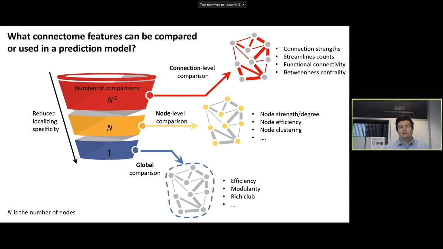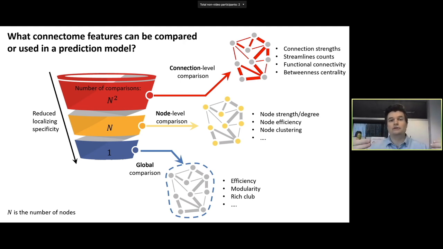So what are the different attributes that we can compare between connectomes? The simplest is we can do a global comparison. So each individual is characterized by one value, one summary value that characterizes their connectome. This can be a summary value such as efficiency, modularity, Rich-Club coefficient. The disadvantage of this is that it doesn't give us much localizing power. If we find a difference in something like efficiency, it doesn't tell us what region, it doesn't tell us what particular connection is associated with that difference.